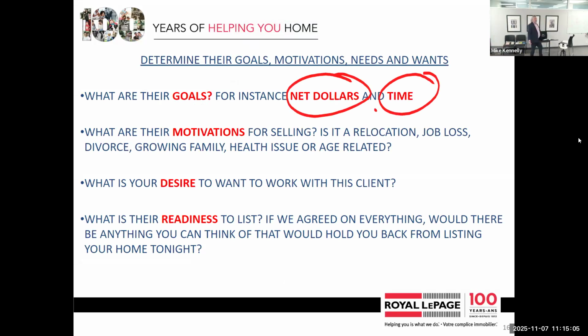Net dollars, if they're retiring, they probably need as much as they can. Everyone needs as much as they can. Let's put that out there, right? Nobody wants to leave money on the table. Everybody wants to maximize their net dollars. Everybody understands what net dollars are, right? Net dollars is the amount that's left over after the expense of selling.